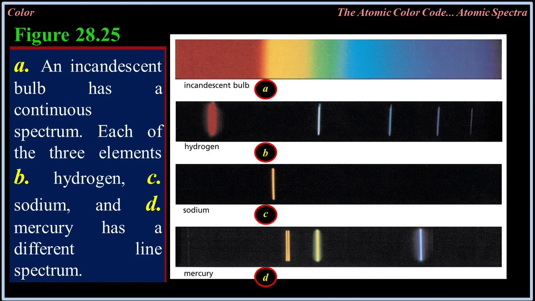A clear spectrum is produced when atoms are made to glow in the gaseous phase. In the solid phase, as in a lamp filament, where atoms are crowded together, the characteristic colors of the atoms are smudged to produce a continuous spectrum. 2825a. An incandescent bulb has a continuous spectrum. Each of the three elements, B, hydrogen, C, sodium, and D, mercury, has a different line spectrum.